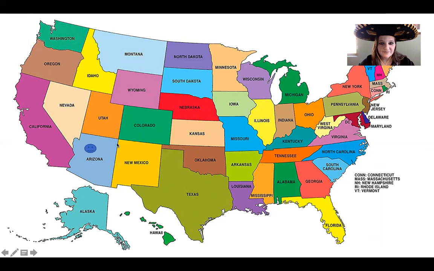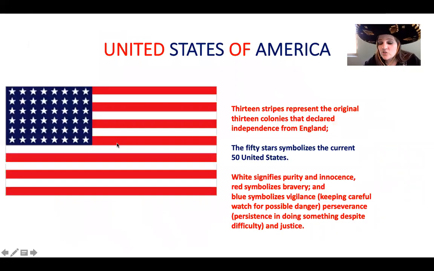Okay? All right. 13 stripes on the American flag represent the original 13 colonies that declared independence from England. So if you count, and we'll count just so you can make sure that I'm right. 1, 2, 3, 4, 5, 6, 7, 8, 9, 10, 11, 12, 13. So 13 stripes, and they represent the original 13 colonies, okay?